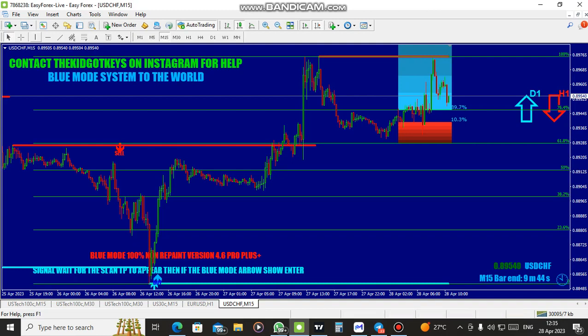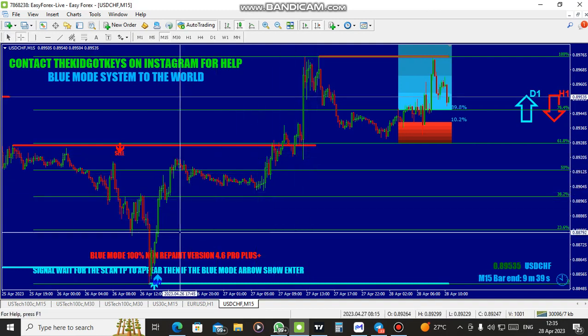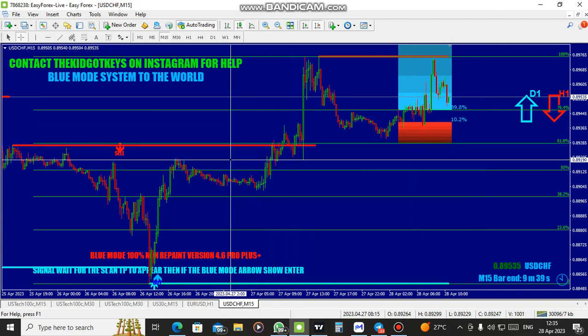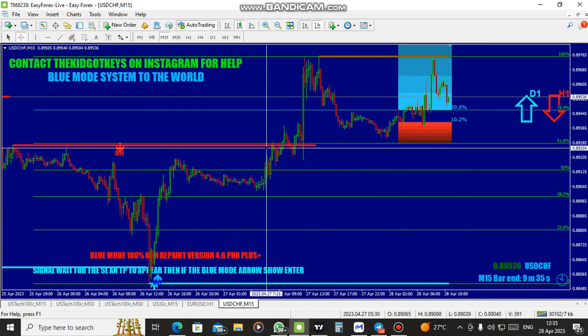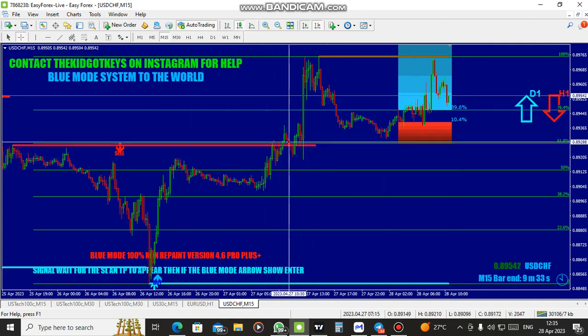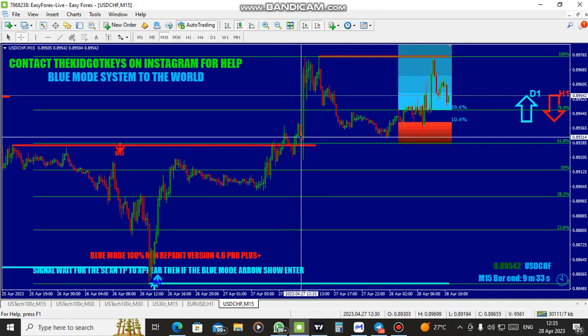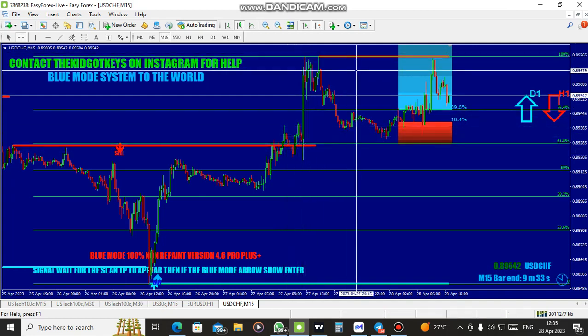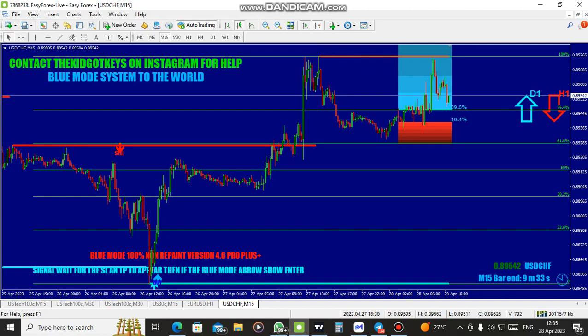As you can see, this is a pullback. The price broke this level, 61%, and then the system gave us a pullback signal. Here was the pullback signal. Check, the price went up. So guys, how to use the system, and which time frame I recommend to trade with the system.